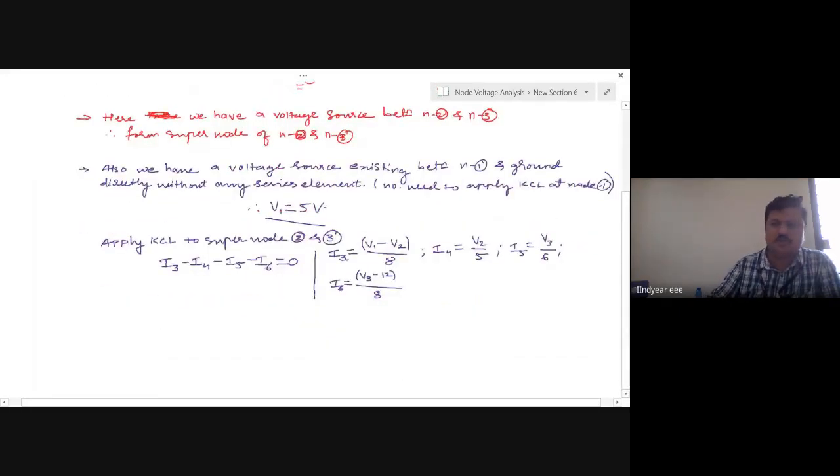Now substitute these expressions in this equation. Now it is V1 minus V2 by 8.